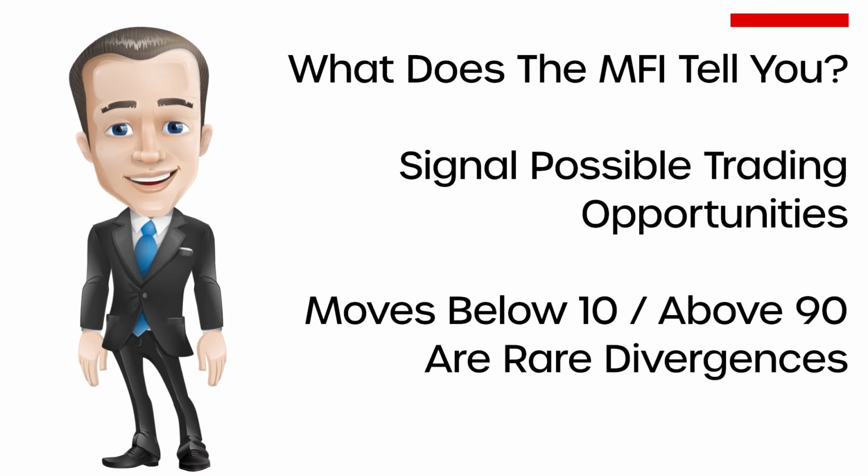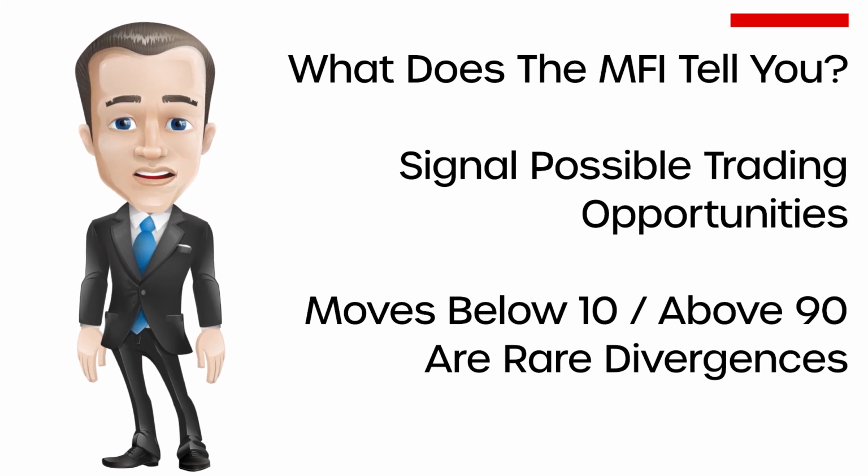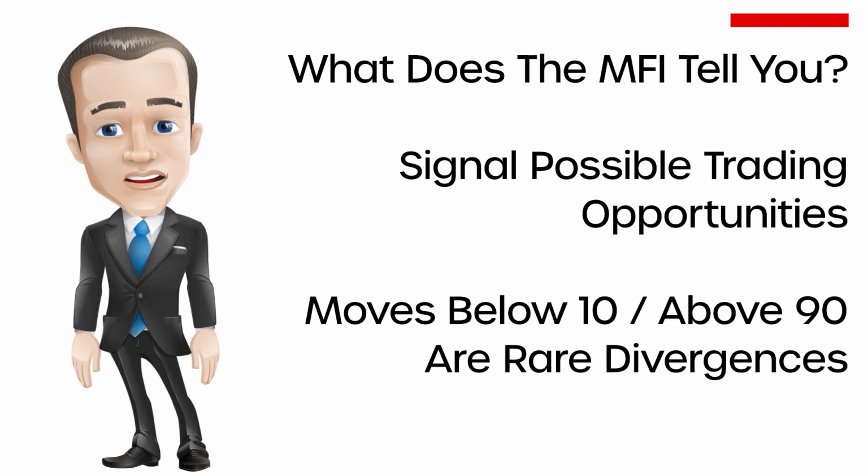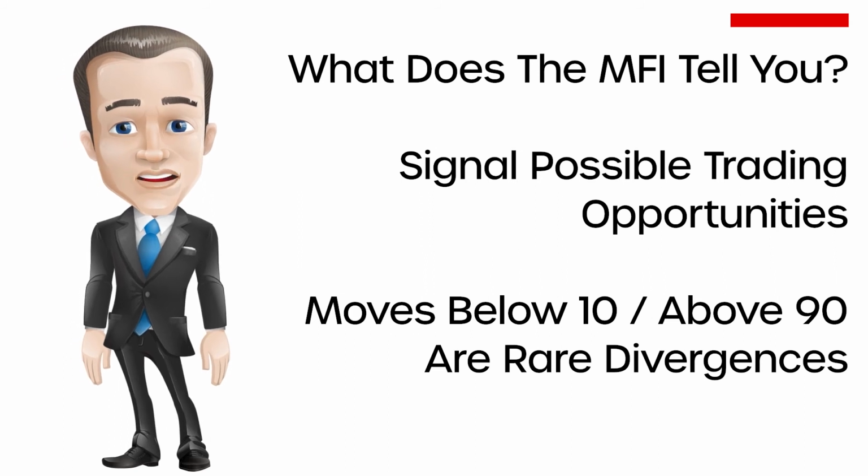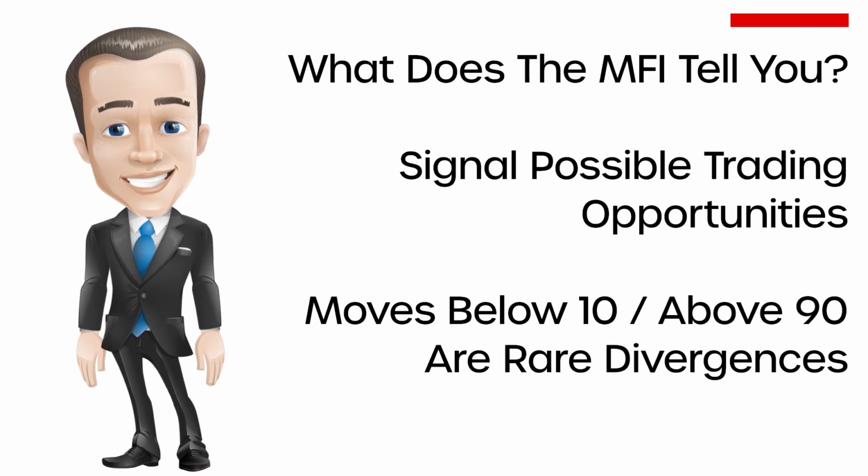One of the primary ways to use the money flow index is when there is a divergence. A divergence is when an oscillator is moving in the opposite direction of price. This is a signal of a potential reversal in the prevailing price trend.